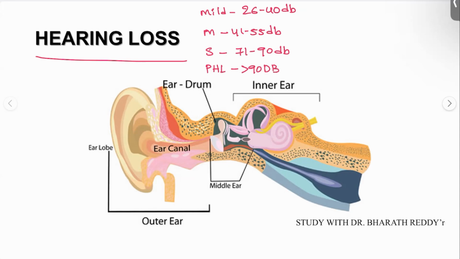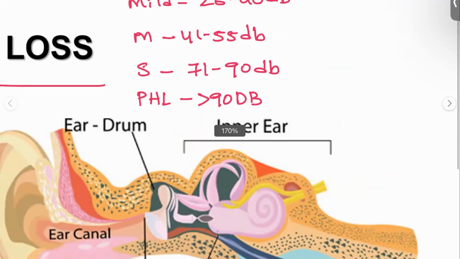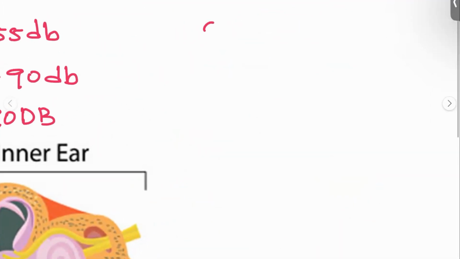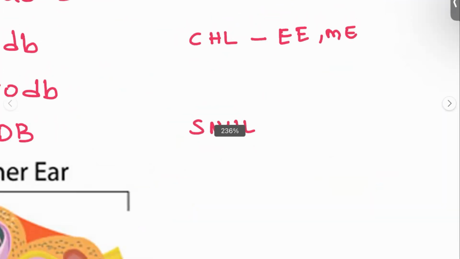Hearing loss is also subdivided into two types. One is conductive hearing loss and another one is sensory neural hearing loss. Conductive hearing loss mostly involves your external ear and also the middle ear. So what are the pathologies that we easily encounter in conductive hearing loss?